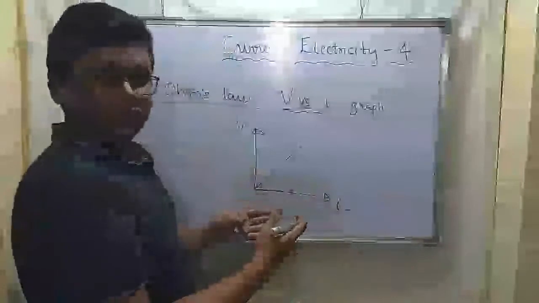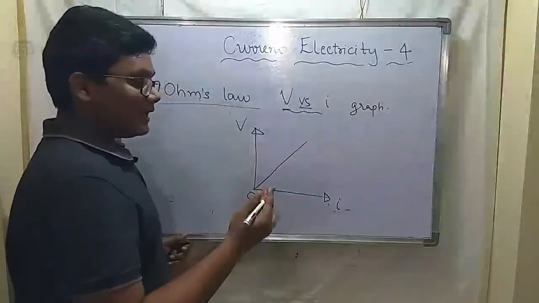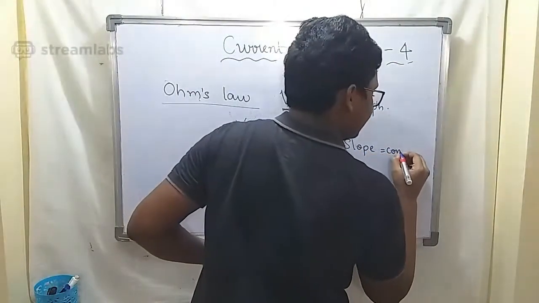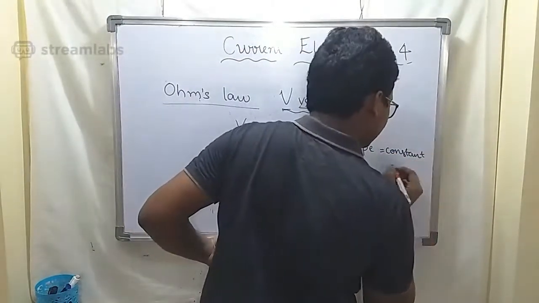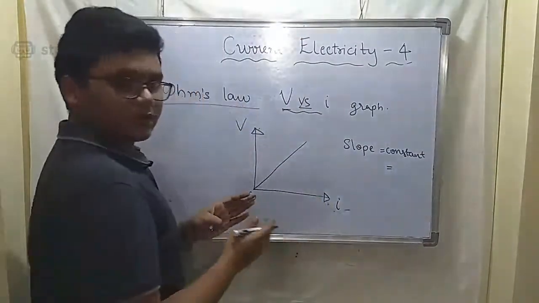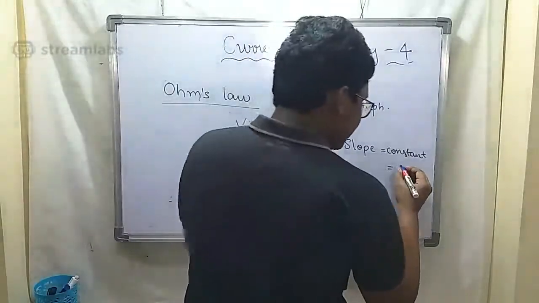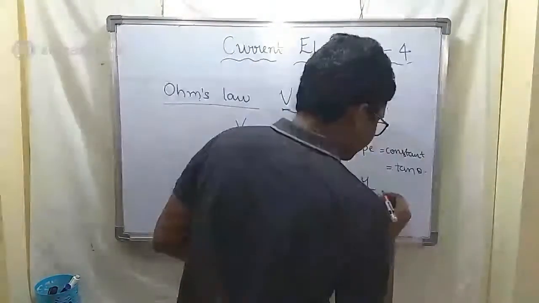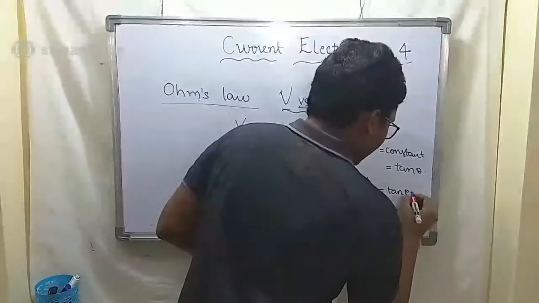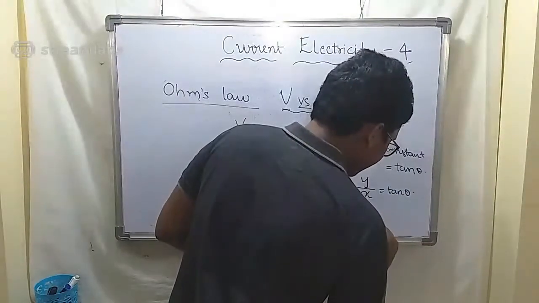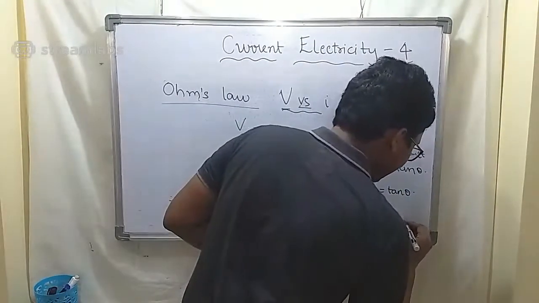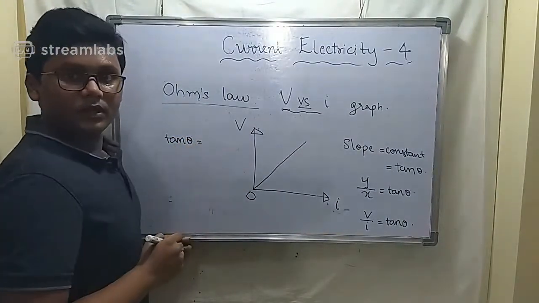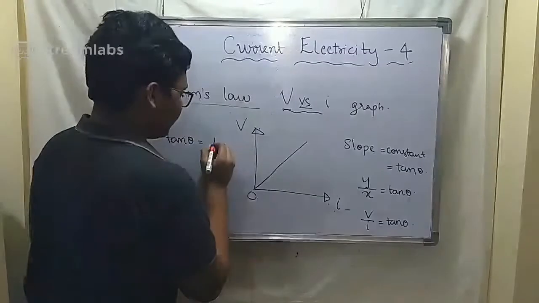I already said about it. That is a constant line. At that, the slope will be constant because it is at a fixed point. We have discussed that already. That is constant, and it is equal to tan theta. Here the slope y by x is equal to tan theta, and that y by x is V by I is equal to tan theta, and here tan theta is R.